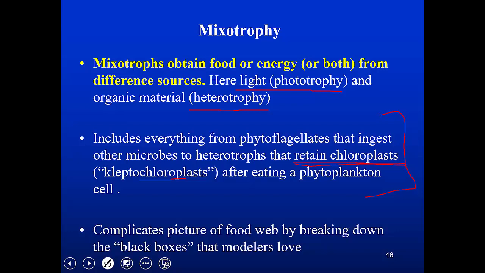So that does it for today's lecture, and we'll move on to talk about other members of the microbial community next week.